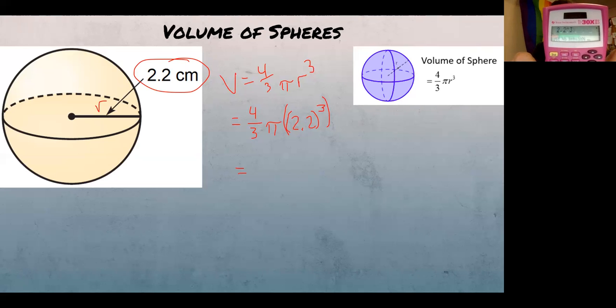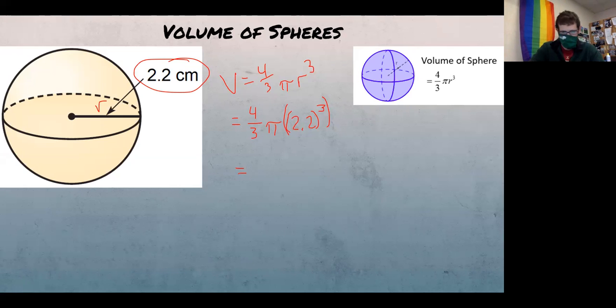There is no cubed button. So that raise button can raise you to any power. You could even do squared that way. If you want to do 2.2 squared, you can just do raised to the second power, but it's not necessary. So we can do that and we get our answer, or at least that part, 10.648. So now I have 4/3 times pi times 10.648.